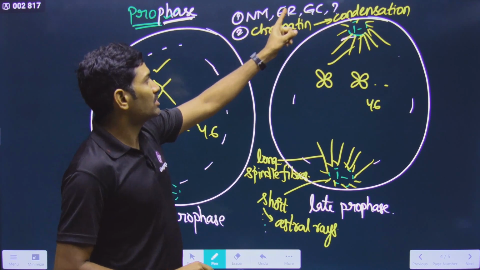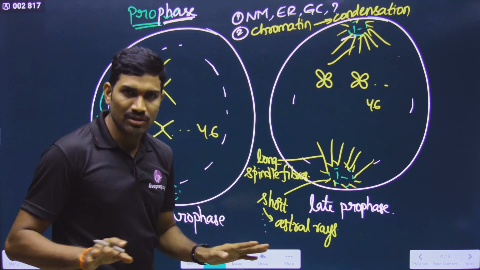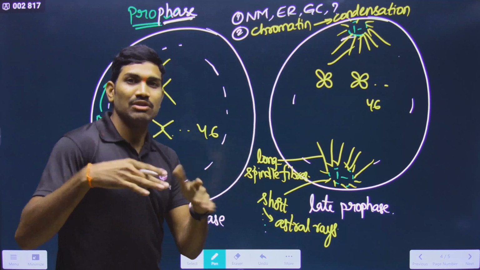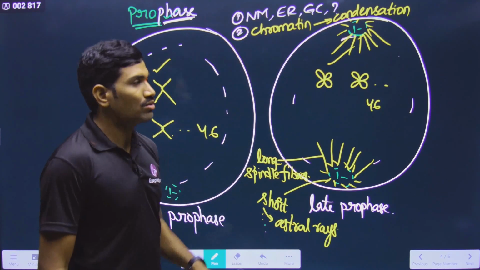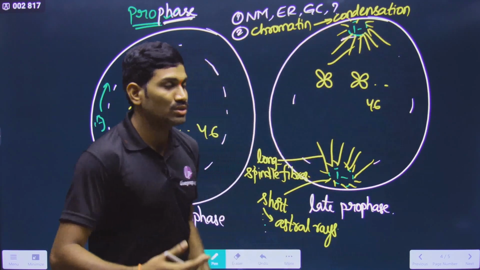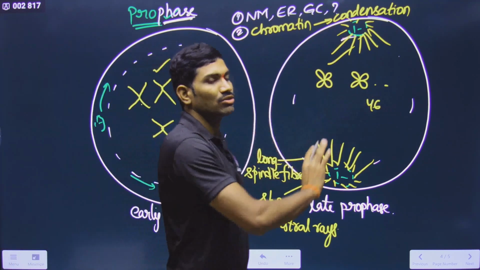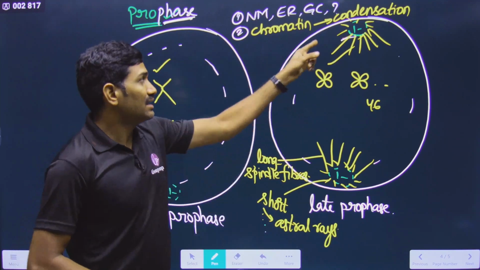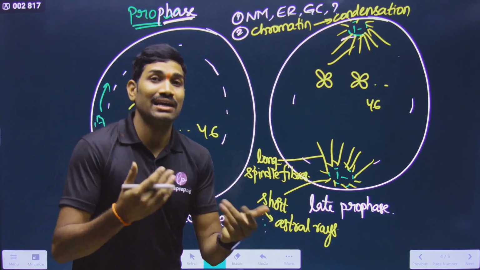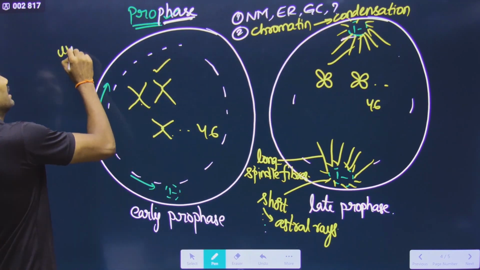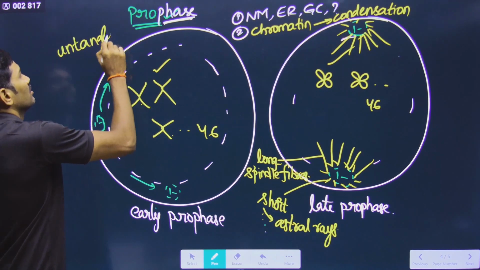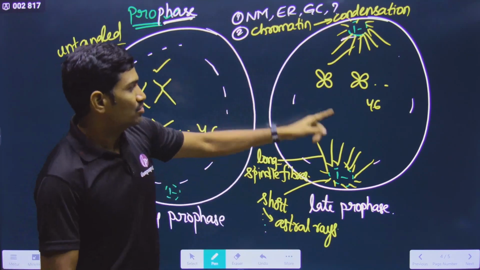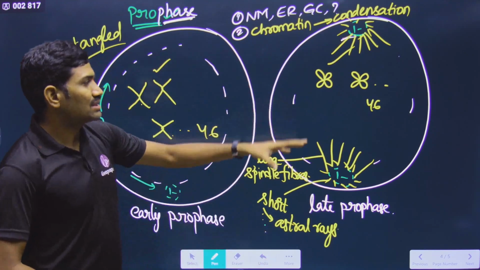So let us quickly recollect all the points. Nuclear membrane, endoplasmic reticulum, Golgi complex will undergo breakdown. Next, the nucleolus inside the nucleus will also disappear. What happens to chromatin? It will undergo condensation so that you can start visualizing it under the microscope. Another advantage is that in the interphase they are tangled, and in the prophase they become untangled. Untangled means they are separated from each other. Now you can see them as clear-cut structures. So these are some important points.